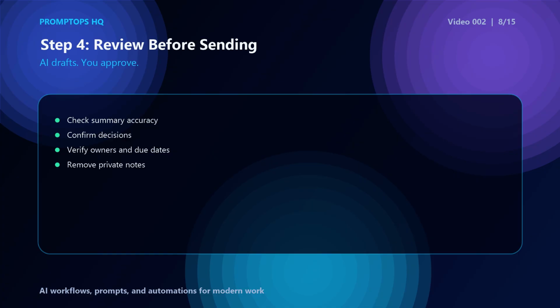Step 4 is review. This is where a lot of people make a mistake. They copy the AI output directly into an email and send it. Do not do that. Review the summary for accuracy. Check whether the decisions actually happened. Confirm each action item owner and due date. Remove private notes that should not be sent. Then edit the follow-up email so it sounds like you.